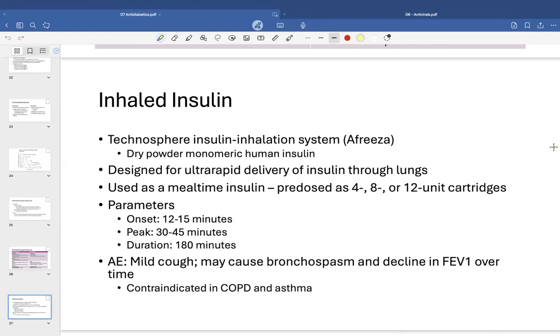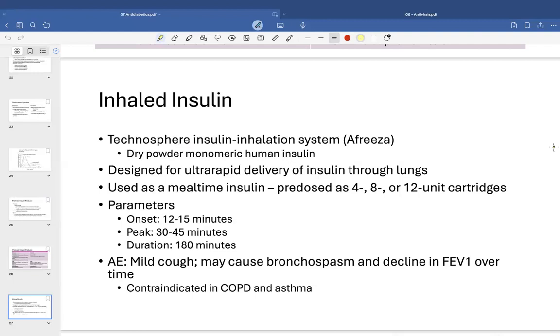It's been noted to cause some mild coughing, but more significantly, it can cause bronchospasm and declines in FEV1. FEV1 is a marker, of course, of pulmonary function. And with the Afrezza, these can be fairly persistent, meaning after a couple of years of therapy, we're not seeing it get better. It's almost irreversible, at least in some of the long-term studies. So you have that concern. And we should not be using it in patients with existing pulmonary disease.